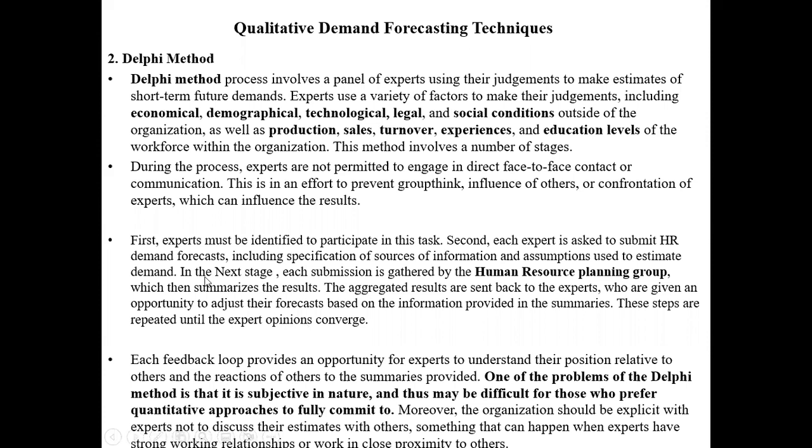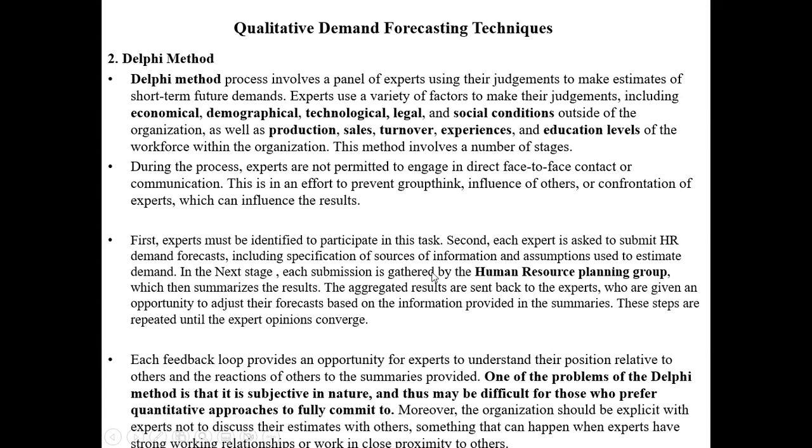Now, first, the experts must be identified to participate in the task. So I'm taking you through the stages. You have to identify the experts. Then each expert is asked to submit an HR demand forecast, including specifics of the source of information and assumptions that were used to make the estimations. And some of these assumptions include the factors that will be considered over here.